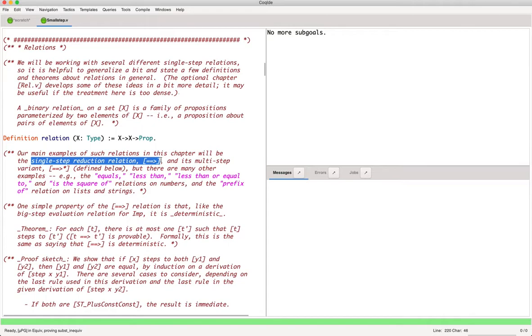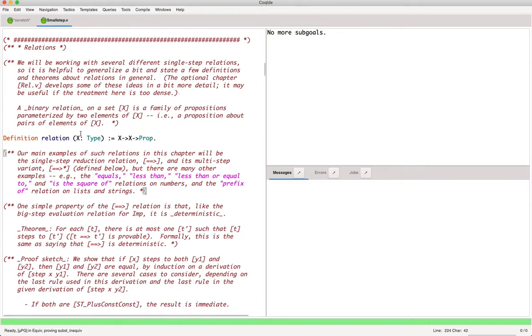In other words, a relation between programs and programs that are slightly more reduced. And we'll also see later on the multi-step version, which is essentially stringing a whole bunch of single steps together. There are lots of other relations, obviously, but the focus in this chapter is on the evaluation relation.